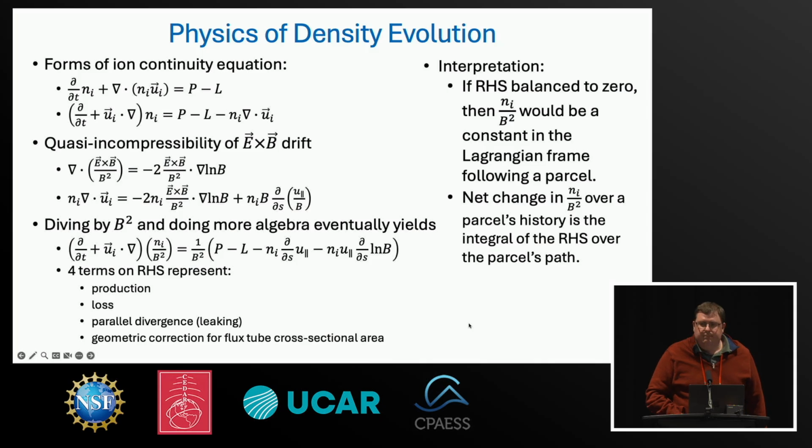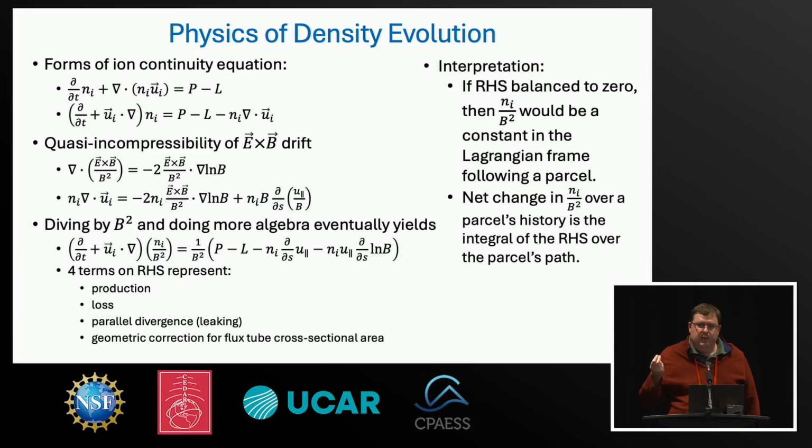So I have been trying to think through what is the best way to, in post-processing, go inside these simulations and figure out exactly what is going on, term by term in the equations. Obviously, everyone should recognize the continuity equation written in this form, where P minus L is chemical production minus loss. You can break up the divergence term into an advection term and a divergence of U term. That divergence of U term has a divergence of the perpendicular drift and a divergence of the parallel drift.